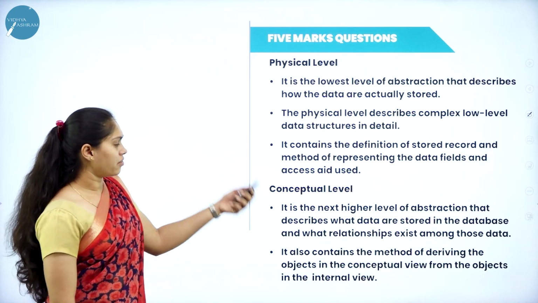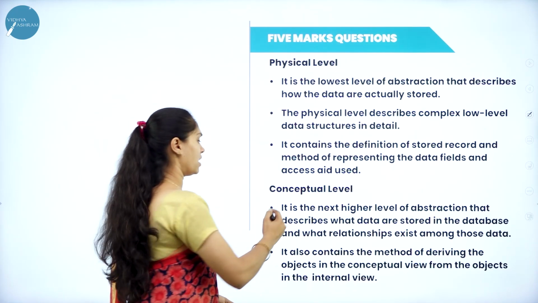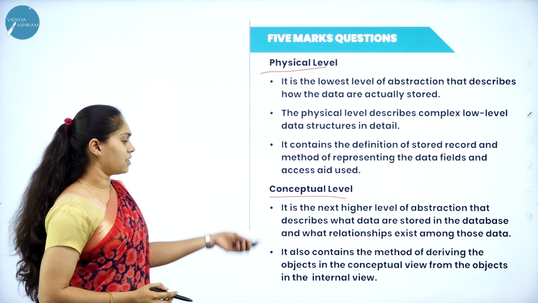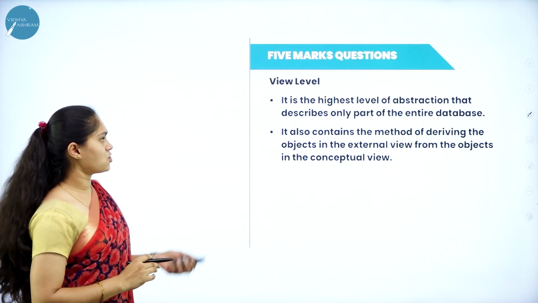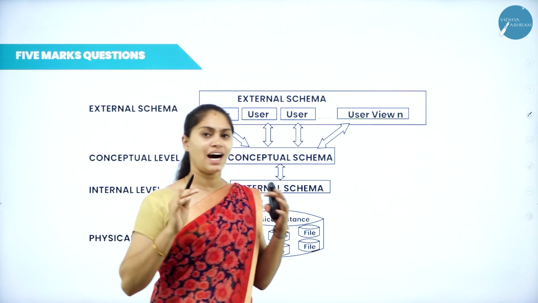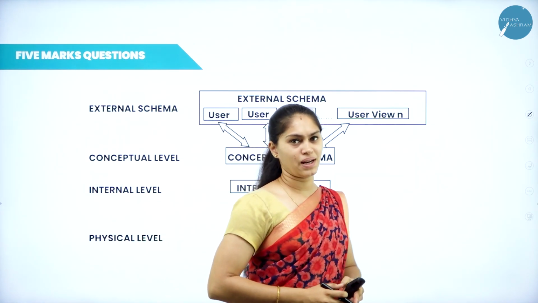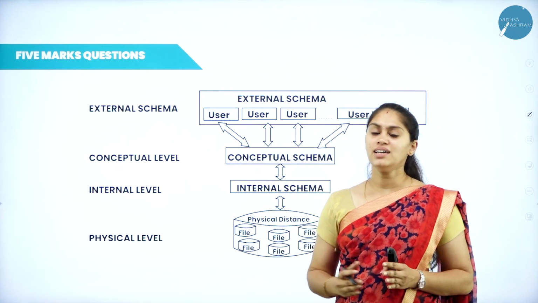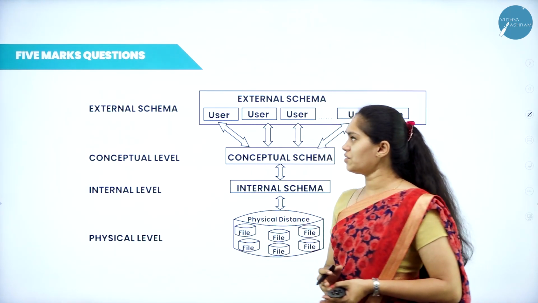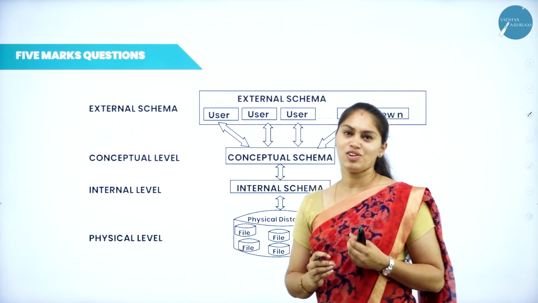Here I have explained each level, which we already did in the concept class. Get back to the concept class and learn all these points. And also we have the last level, that is the view level. Along with this architecture diagram, you have to explain each level of the 3-level RDBMS architecture. This is how you are supposed to answer these kinds of questions.